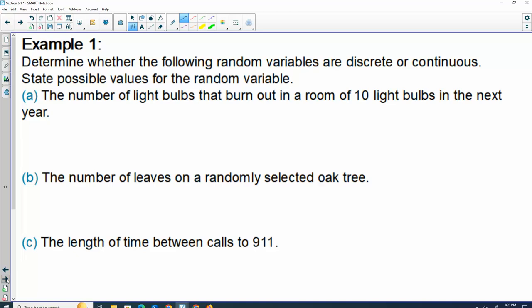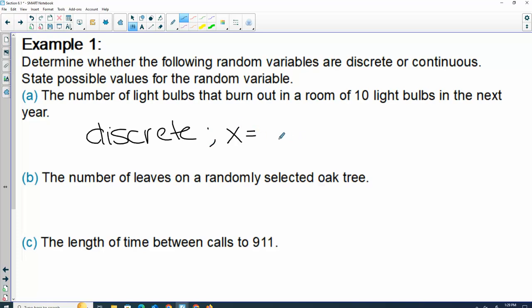So if I ask you to look at the number of light bulbs that burn out in a room of 10 light bulbs in the next year, would that be discrete or continuous? Discrete. We can count the number of light bulbs that burn out. And then state the possible values. So what can x equal?